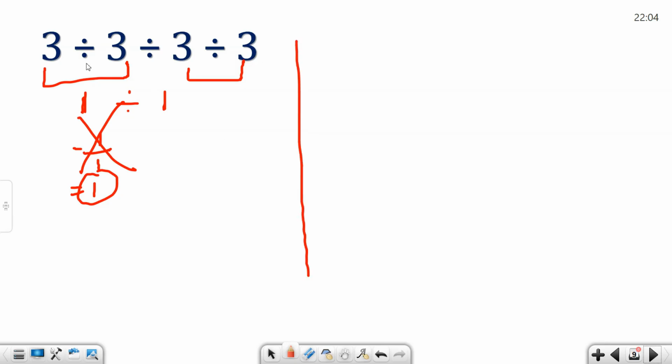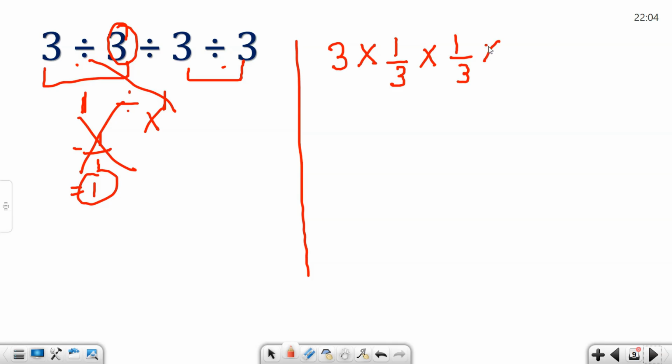Whenever you get a question like this, 3 divided by 3 divided by 3 divided by 3, you change the division signs to multiplication. And you take this 3, or whatever number it is, and use its inverse. So you'll write it like this: again, change the division to multiplication, and take the inverse of 3, which is 1 by 3. Then again, change division to multiplication, then 1 by 3, then multiply again, then 1 by 3.